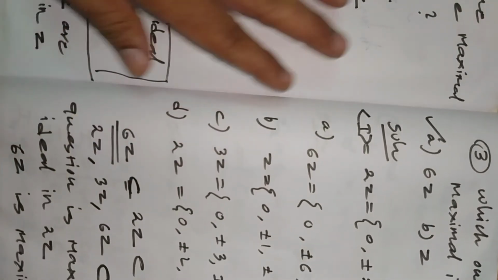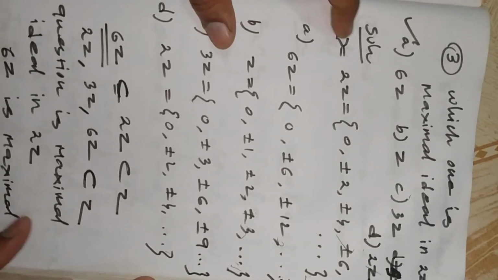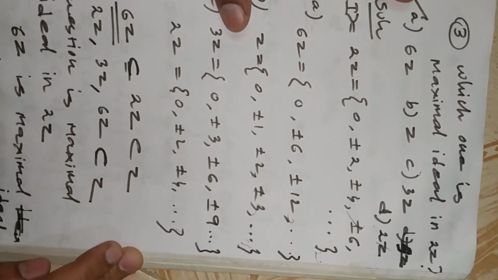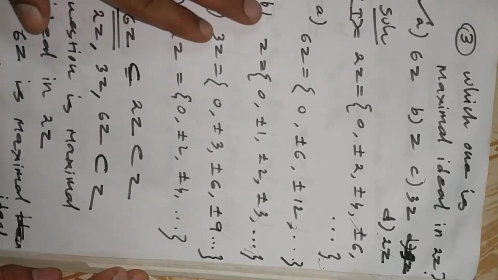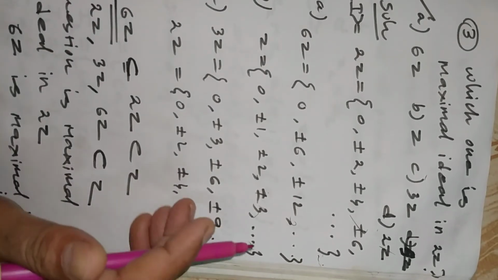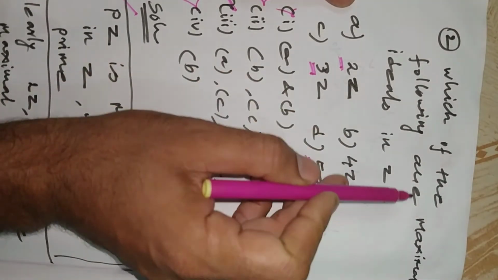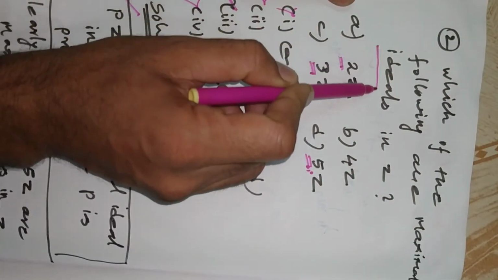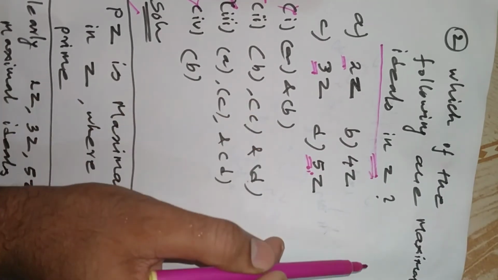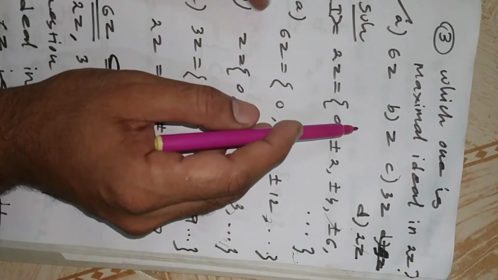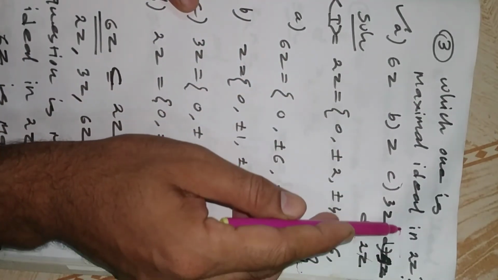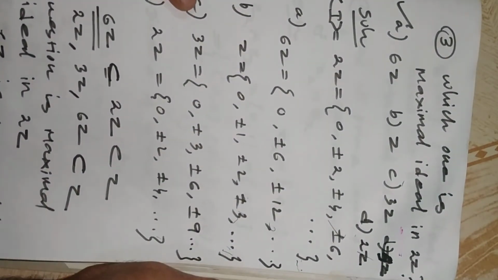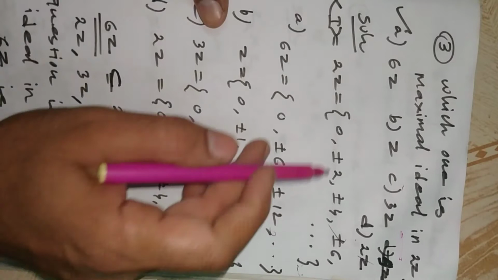Next, the third problem we are going to see, a very interesting problem. Which one is a maximal ideal in 2Z? So what is the difference between the second problem and the third problem? See here, which of the following are maximal ideals in Z? Here, in Z. So in this third problem, which one is the maximal ideal in 2Z? That is the main difference. The four options are given.